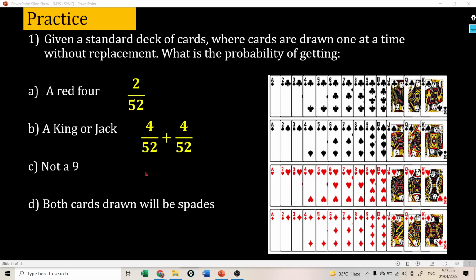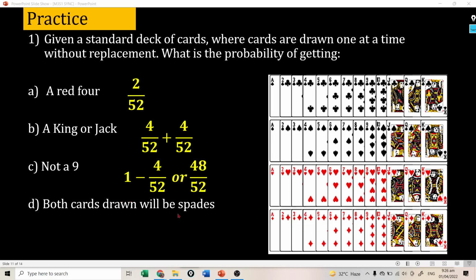You can do 48 over 52, since you counted, brute force. Or, the probability that you get a 9 is 4 in 52. Not a 9. You can also apply the idea of complements. That's 1 minus 4 out of 52. Either way is fine.